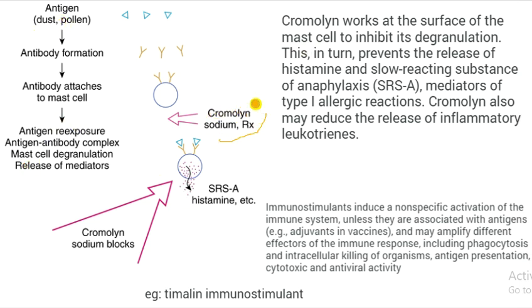Here, cromolyn acts as a mast cell stabilizer. Cromolyn works at the surface of the mast cell to inhibit its degranulation. This in turn prevents the release of histamine and slow reacting substance of anaphylaxis, which are mediators of type 1 allergic reactions. Cromolyn also may reduce the release of inflammatory leukotrienes.